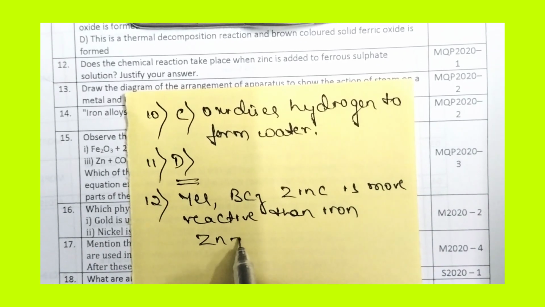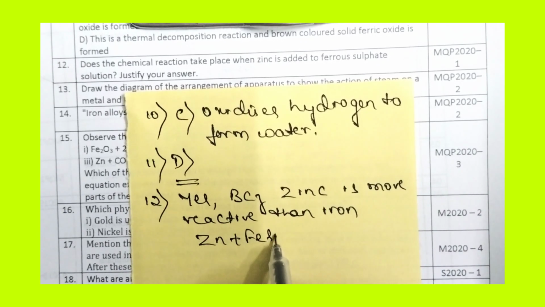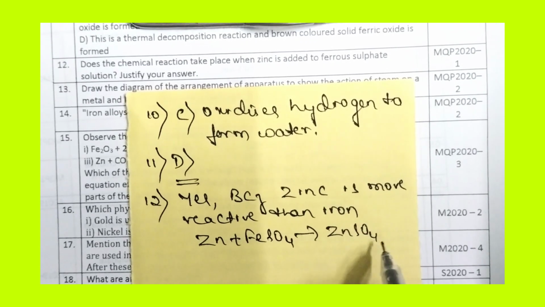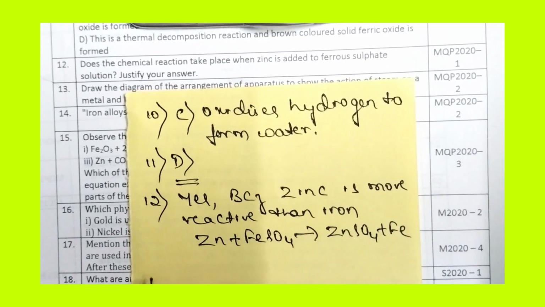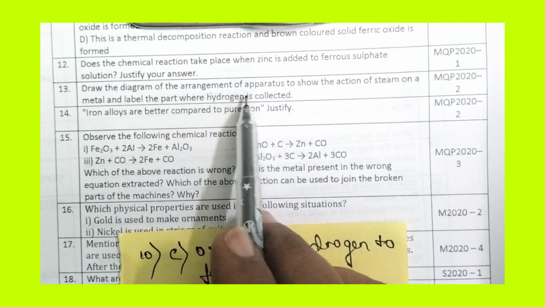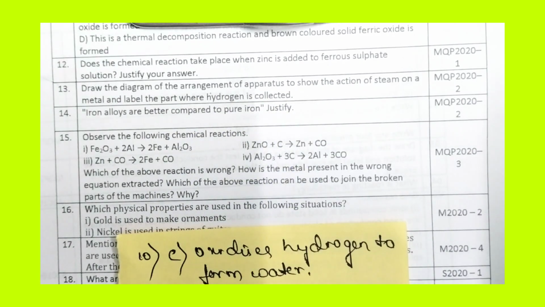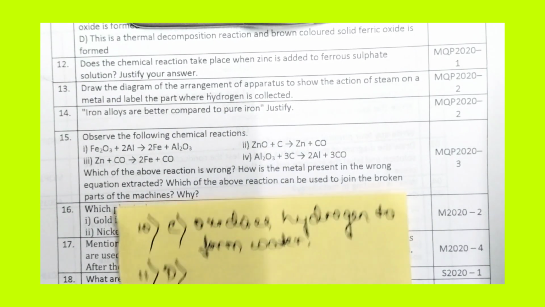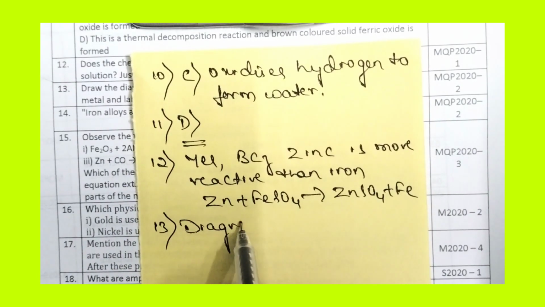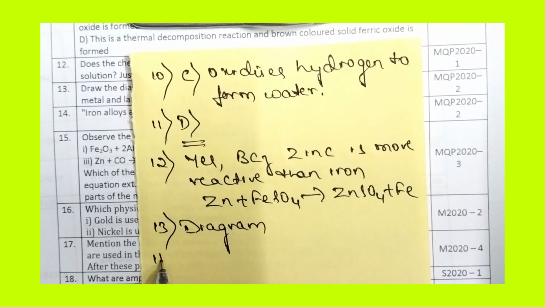Zn plus FeSO4 give rise to ZnSO4 plus Fe. So now let us move to the 13th question. The 13th question is, draw the diagram of the arrangement of the apparatus. That is the action of steam on a metal. So the 13th question is a diagram question. Now let us move to the 14th one.